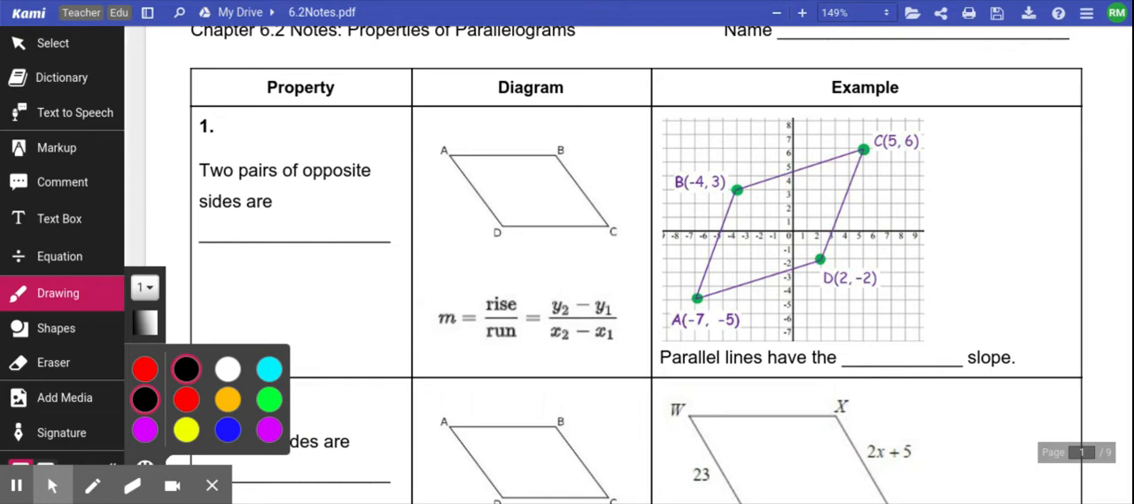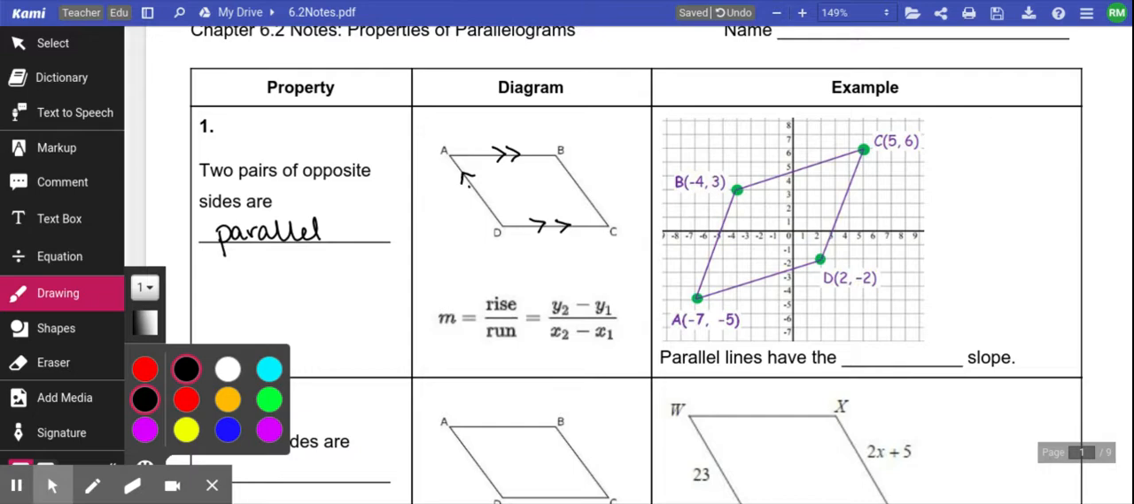Okay, today we're going to talk about properties of parallelograms. So the first property of a parallelogram is that two pairs of opposite sides are parallel. Okay, so in the diagram you will see usually arrows. Remember, this tells us that those two sides are parallel to each other.